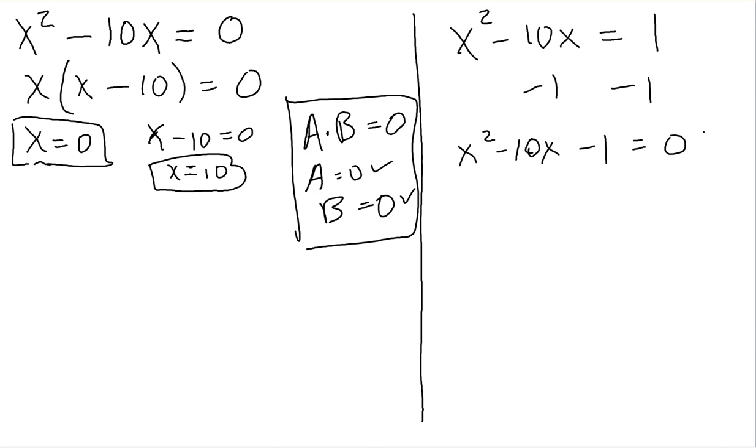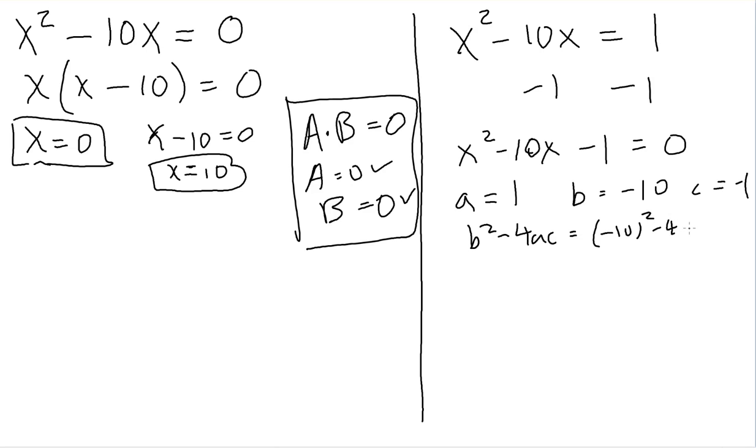All right. So now that we have that, we can use the quadratic formula. A is 1. B is -10. C is -1. We'll calculate the discriminant. B squared minus 4AC is -10 squared minus 4 times 1 times -1, which is 100, right? Plus 4, right?